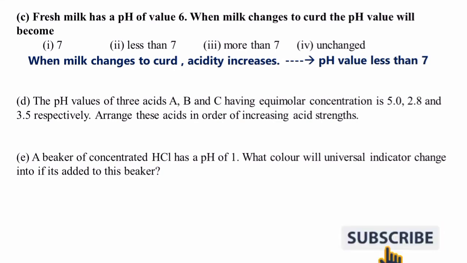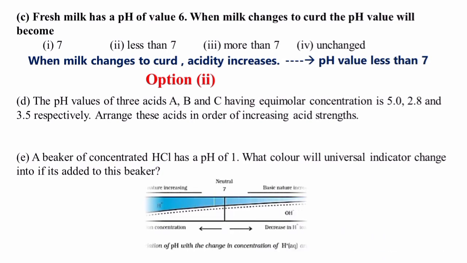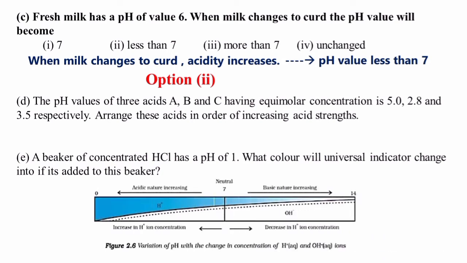Fourth question, pH value of 3 acids A, B, C having equimolar concentration is 5, 2.8 and 3.5. We have to arrange the acids in the order of increasing acidic strength. That means the first solution that we keep should be of least acidity and the last solution should be of higher acidity or stronger acid.